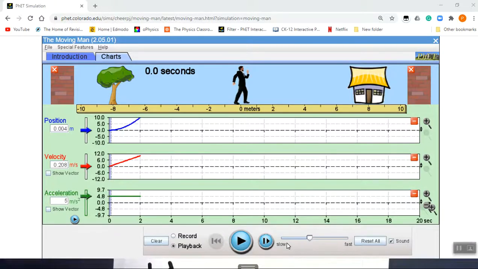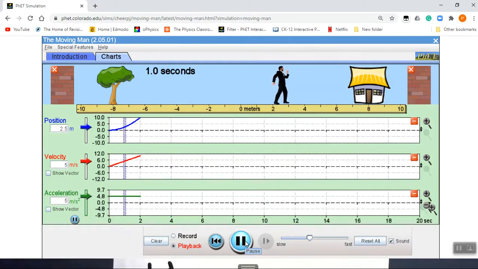On the next graph, I gave him a constant acceleration, and you'll see now what happens. His acceleration is constant, so that means he's going faster and faster and faster. His velocity is increasing at a constant rate, but he is covering more distance every second because he's accelerating. So we can see that his position time graph is a curve.